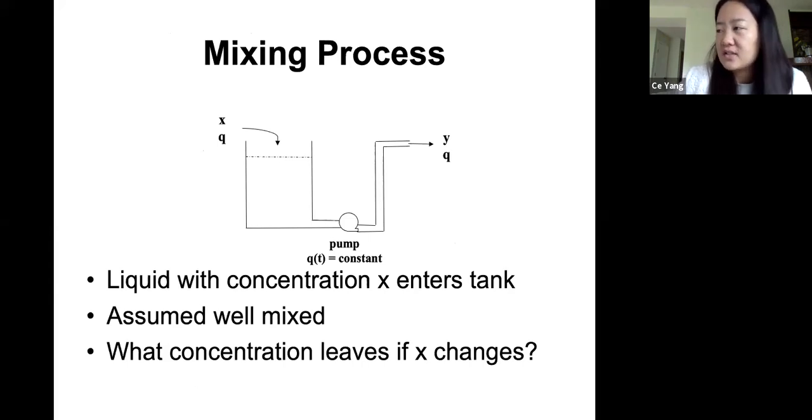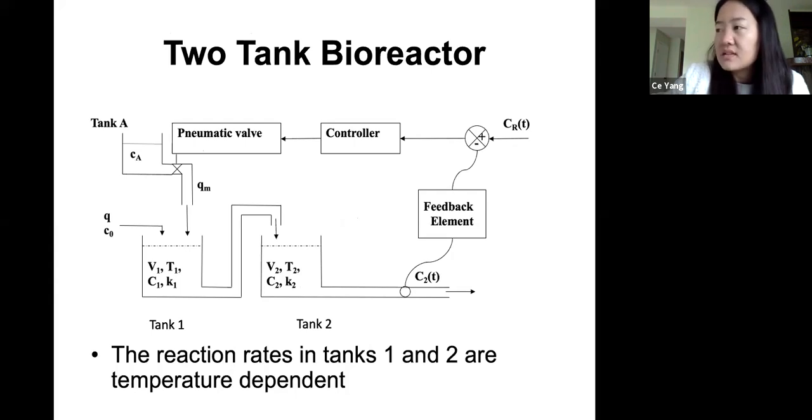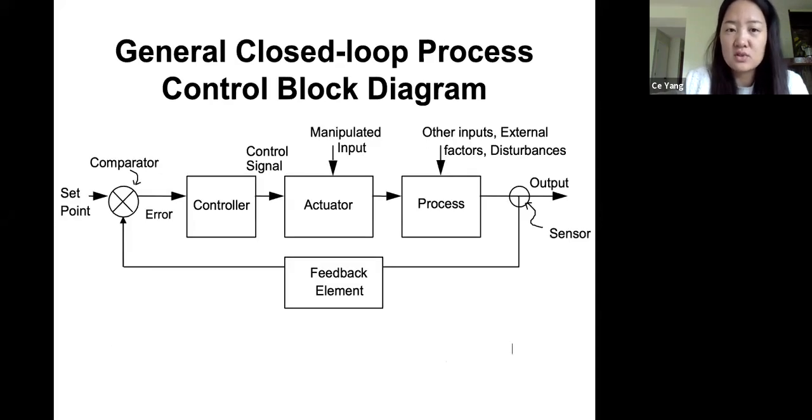This is a bioreactor problem that is more complex, with a regulator QM from a pneumatic valve due to feedback, and the tanks are interacting, and the reaction rates are temperature dependent. So this is a more complete and complex process that leads to this general closed loop process control block diagram, where we introduced each of these elements in the video lectures.